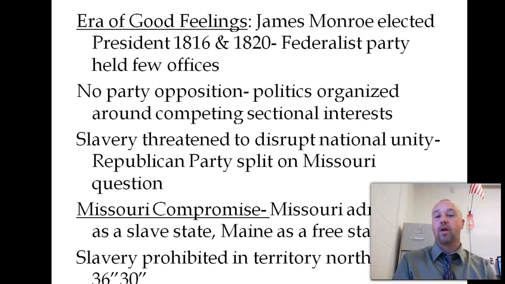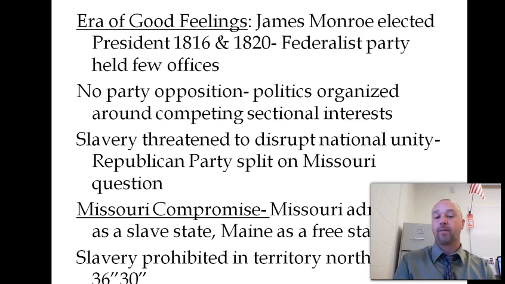So we're going to see politics become organized around competing sectional interests. So you'll have candidates in the North and the South and the West. And the issue that is going to threaten to disrupt the entire country and disrupt national unity will be the issue of slavery. The Republican Party will actually split on the Missouri question, and that has to do with the Missouri Compromise.